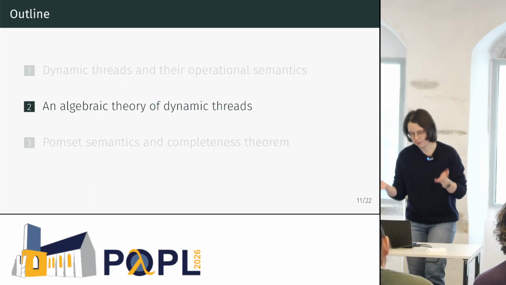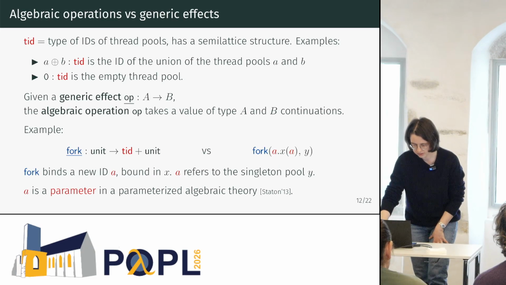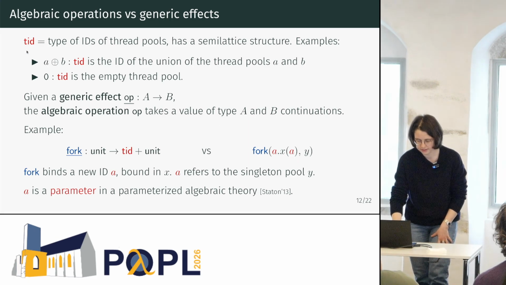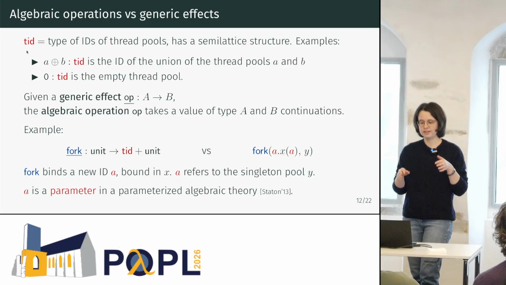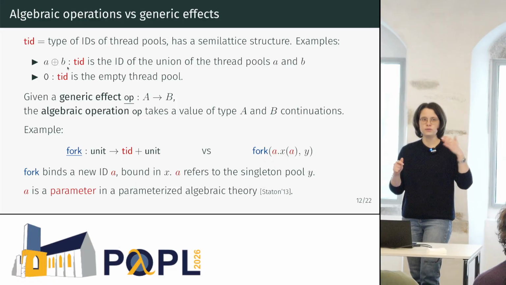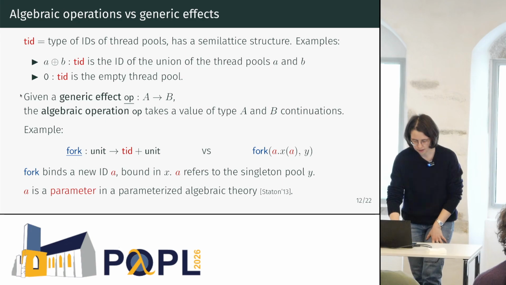Okay, so now I get to the part about the algebraic theory. But right before that, I'll explain the type of thread IDs in more detail. So I said that it's a type of IDs of pools of threads. And so to refer to multiple threads at once, this type has a semilattice structure, meaning I can write terms like A plus B, and this refers to the union of the thread pools A and B. And then the term 0 refers to the empty thread pool.